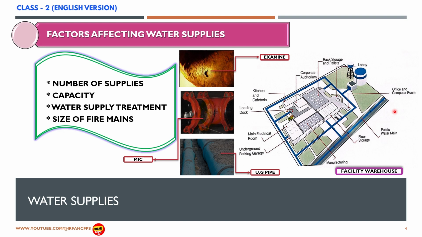Here in this diagram, we can see the public water main, which is the water supply serving all these buildings. And also you can find the suction tank and also the gravity tank. We can see here the public water main, which is coming from the municipality, is served to all the buildings.